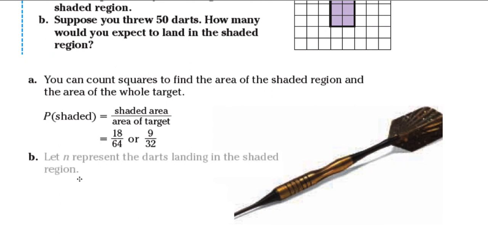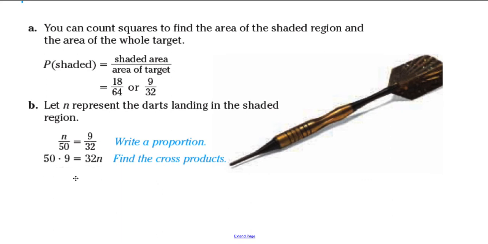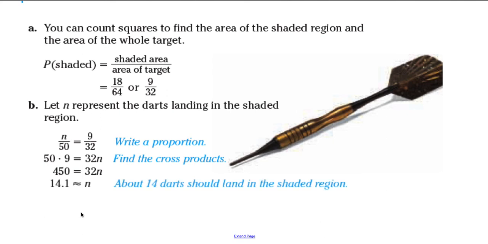All we need to do here is let n represent the number of darts landing in the shaded region. We take the probability of landing in the shaded region, which is 9 out of 32, and make a proportion: 9 over 32 is equal to n over 50, where 50 is the number of darts we will throw. Solving our proportion, we do cross products. We multiply 50 times 9 and 32 times n, and end up with 450 equals 32n. Divide both sides by 32, and we end up with a value of around 14.1.